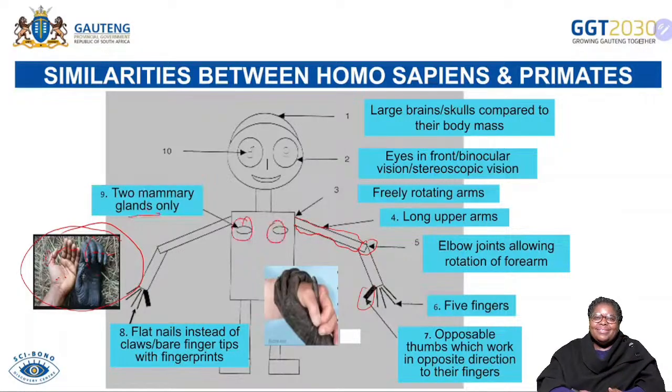Remember, all glands secrete their secretions to the target organs. Obviously, with the 2 mammary glands that are in here, they secrete what? They secrete milk for the young ones. Okay.